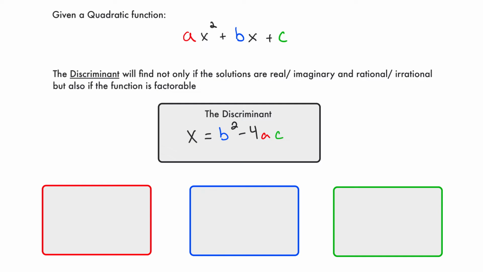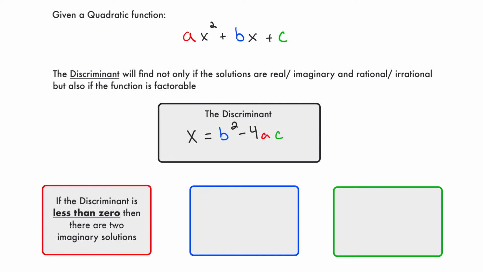When you plug the values into that formula, you're going to get an output that is also a number. They will fall into 3 categories. Each category tells you something different. The first category is if the discriminant is less than 0, meaning it's a negative number. If you plug those values into the discriminant and you get an output of negative 13, negative 6, negative 4.5, doesn't matter what it is.